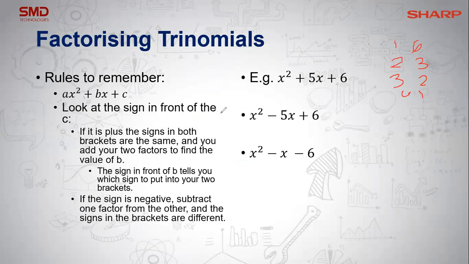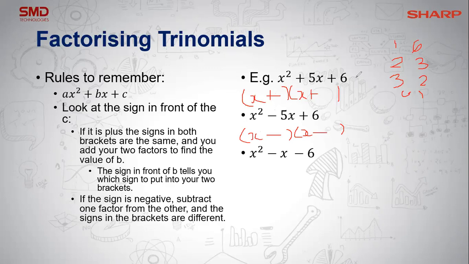Okay, so the first thing is to look at the sign in front of the C. If the sign in front of your C value, in other words, in front of your constant, is a plus, then you know that your brackets are going to have the same signs. And to know which sign to use, we look at the sign in front of the B. So here I've got x, and my signs are both going to be pluses. Here my sign at the back is a plus, but the sign in front of B is a minus. So in this one, I'm going to have just 2 minuses.